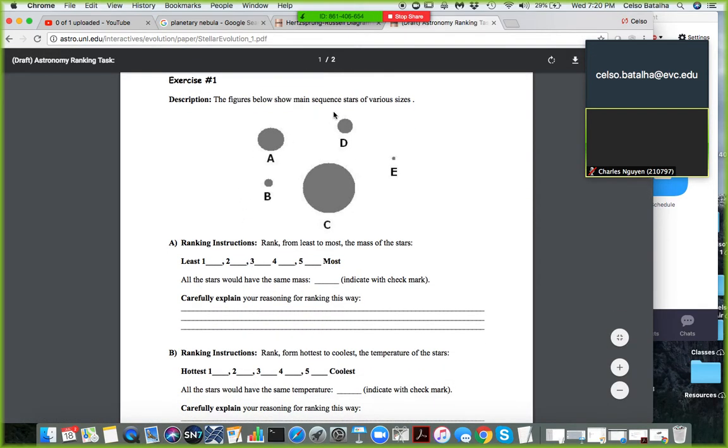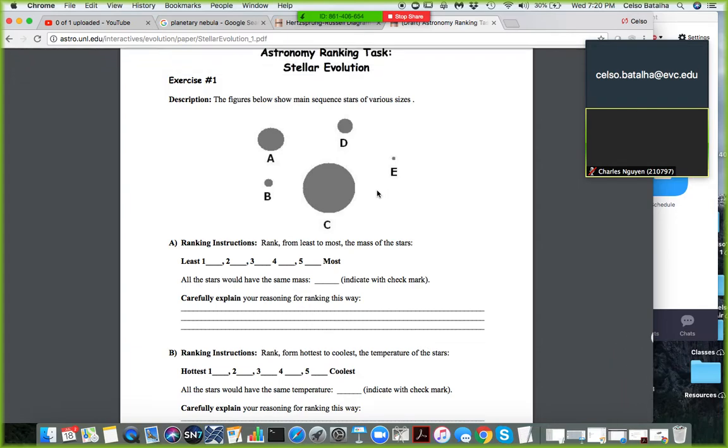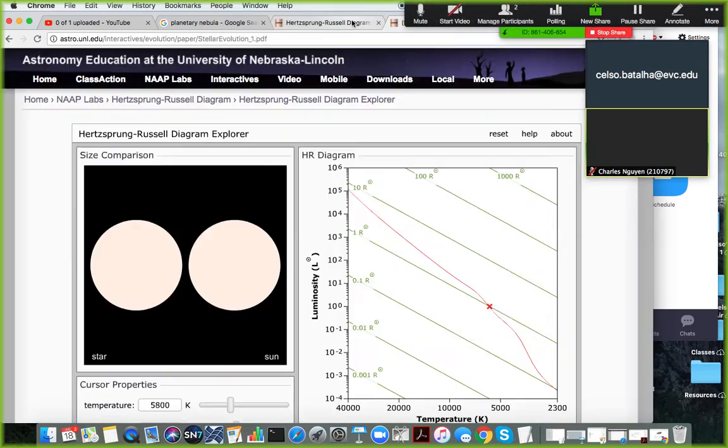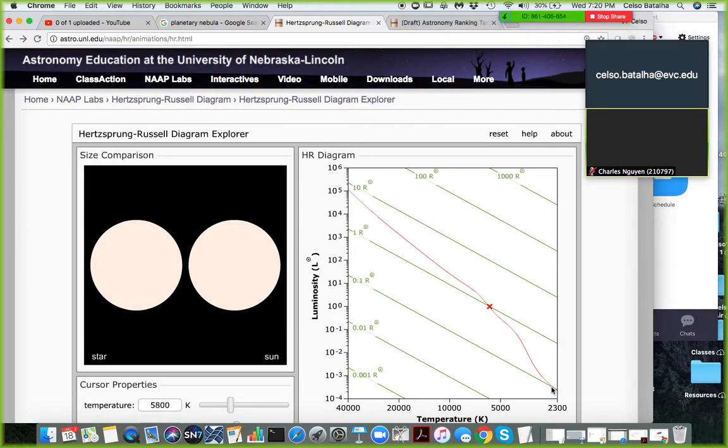The figures below show main sequence stars of various size. So what is being requested? Rank from least to the most the mass of the stars. So which one is the least massive and which one is the most massive? To answer this question, we have to remember, as we saw here, the least massive are the ones down here. The most massive are the ones down there.